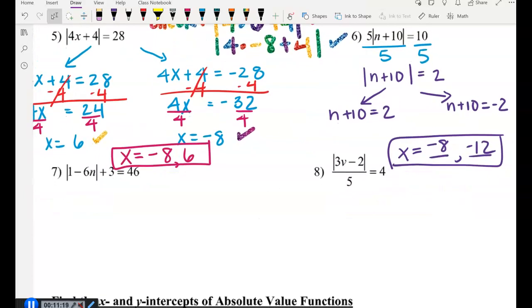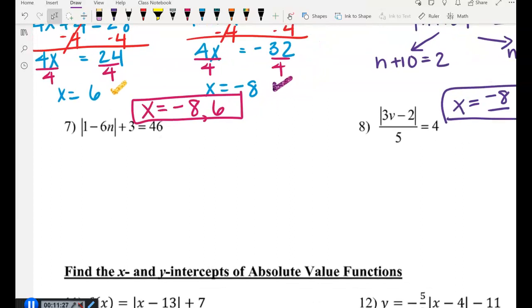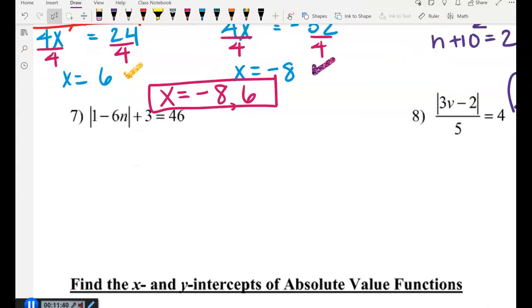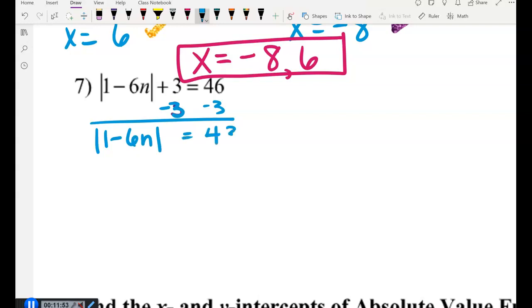All right, here we go. Example 7, absolute value of 1 take away 6n, close up the absolute value, plus 3 equals 46, okay? So, look at that equation and decide. Bella, is that equation already isolated, the absolute value that is? No, so we need to move what so that way it could be? Yep, so everybody listen to Bella, move the 3. Okay, so 46 take away 3 will give us 43. It is now all isolated, okay?